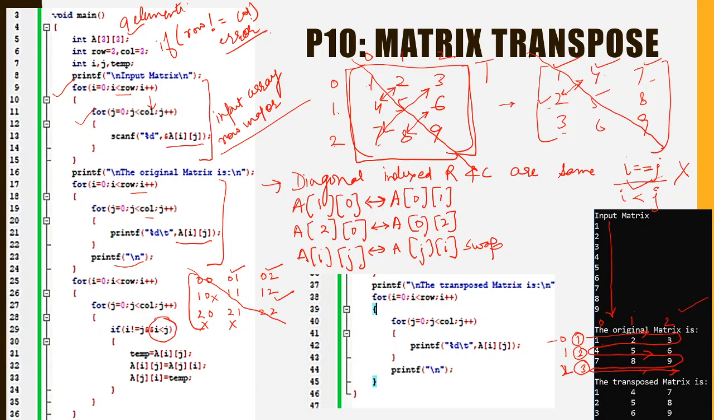For getting the upper triangular matrix, we use the condition I is less than j. In an upper triangular matrix, the condition is that I is always less than j. So we take two conditions: whenever I is not equal to j and I is less than j. In that condition, we swap the elements and we get the transpose.